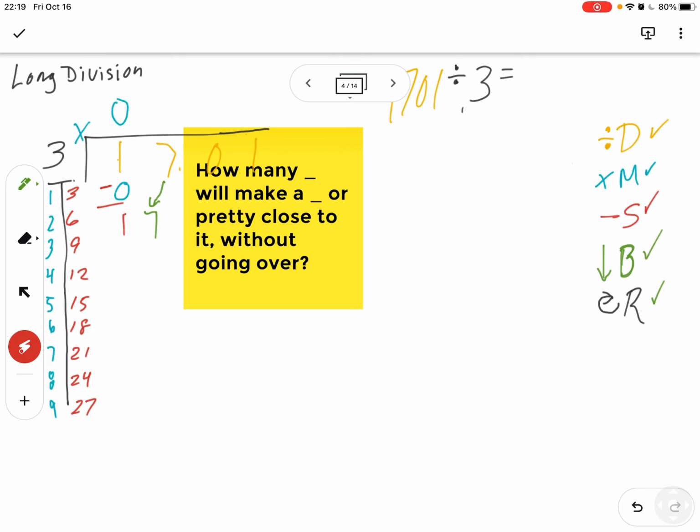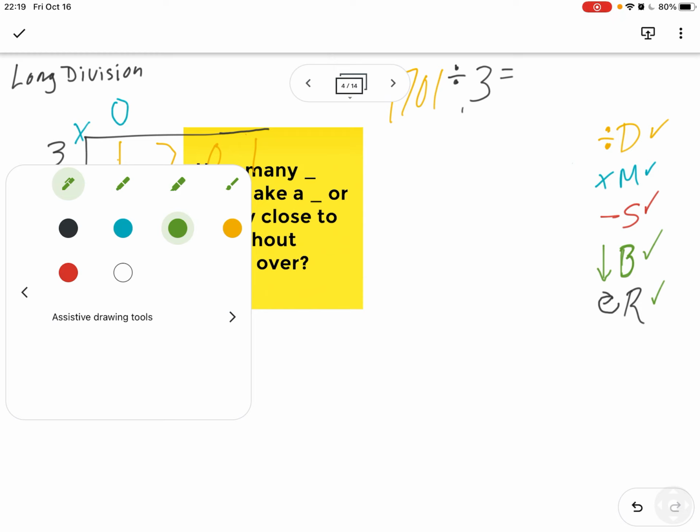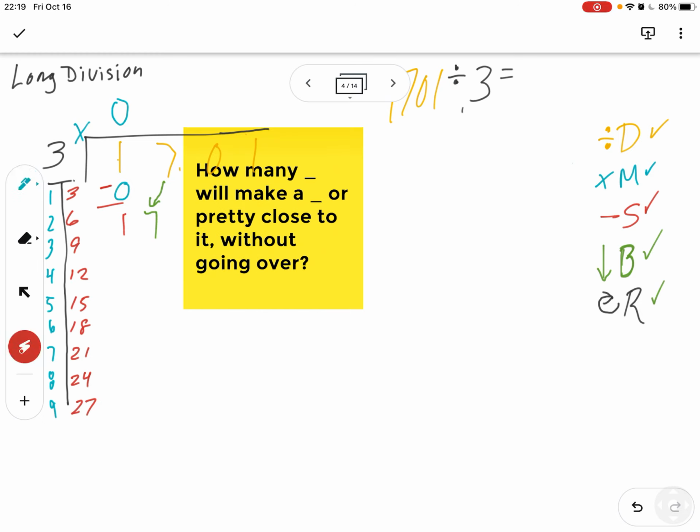If I go over to my multiplication chart, I can see in my multiplication chart that 3 is too small, 6 is too small, 9 too small, 12 too small, 15 is small, but 18 is too large or too big. So the right number here would be that 15 because it is small enough and pretty close to it without going over.